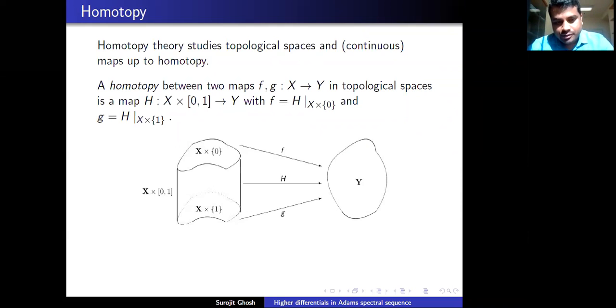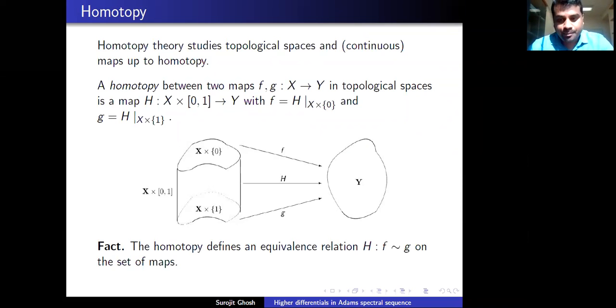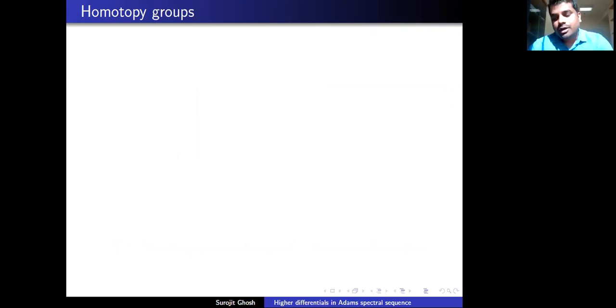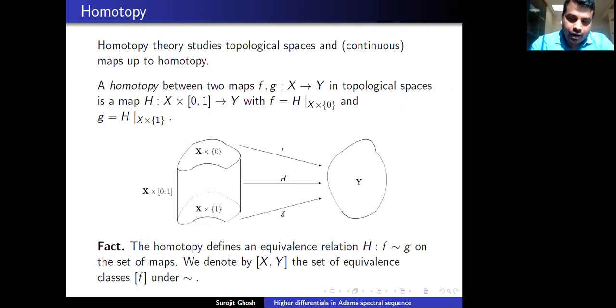Anyway, whenever you have a homotopy, it gives an equivalence relation on the set of maps from X to Y, and the set of maps under this equivalence relation is called the homotopy classes of maps. For a map f, we denote by the bracket [f] its class under the relation homotopy. Okay, so now we would like to understand what the homotopy groups are and how one could compute them.